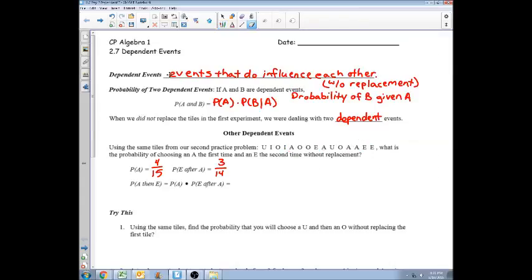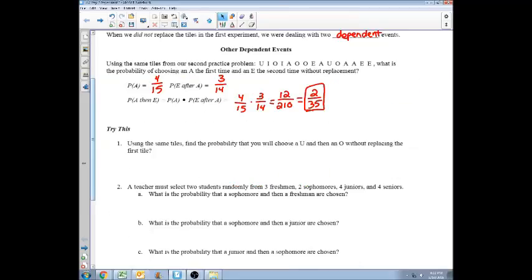So what are we going to do with those two fractions now that I have them? Well, to find out the probability of A and then E, I'm going to go ahead and take 4 out of 15 times 3 out of 14 and find out what the probability of A and then E would be. In this case, 4 times 3 is 12. 15 times 14 is 210. That can be simplified to 2 out of 35. All right, let's keep rolling.